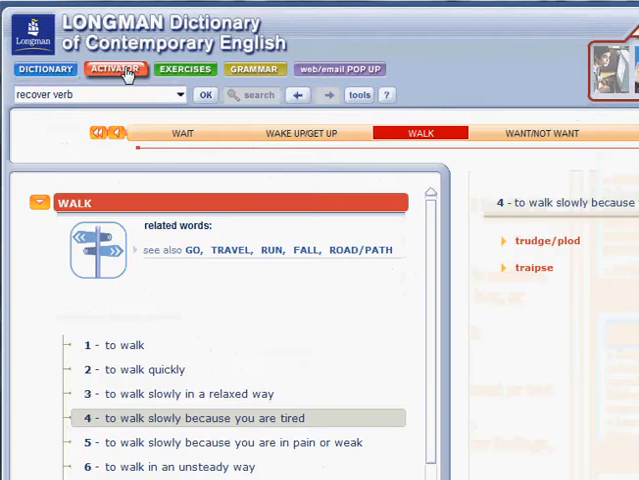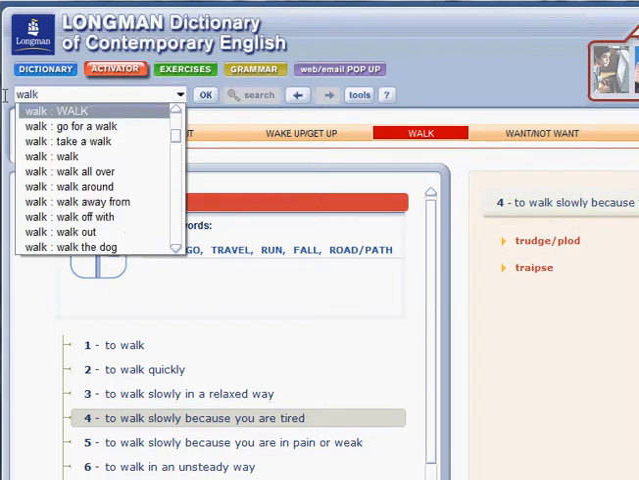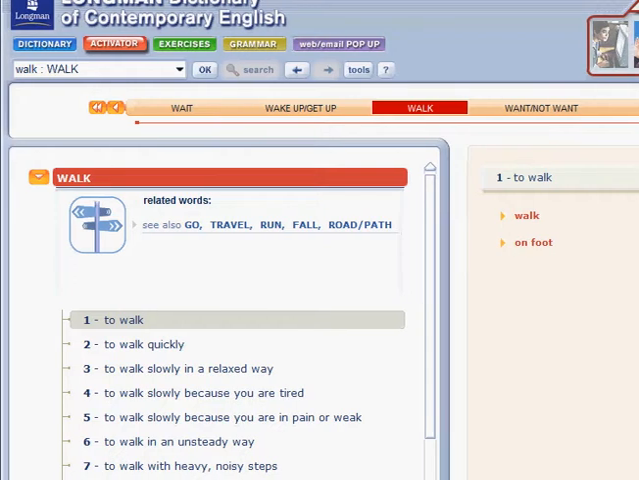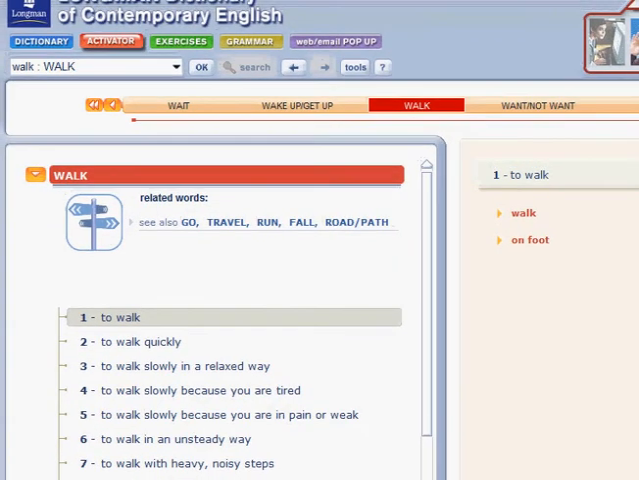Now, we had a look at a picture, and the picture showed walk. So if I want to look at walk, you can see here it's in capital letters. That means it's one of the base words for English, one of the basic words that people use. And if I click on that, this is what I get. I get a nice menu that shows various different ways of walking. To walk quickly, to walk slowly in a relaxed way, to walk slowly because you're tired, to walk slowly because you're in pain or weak, to walk in an unsteady way, to walk with heavy, noisy steps, to walk quietly.